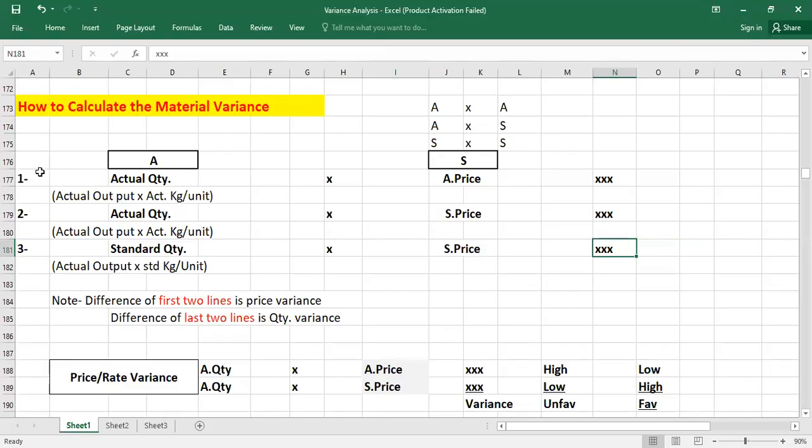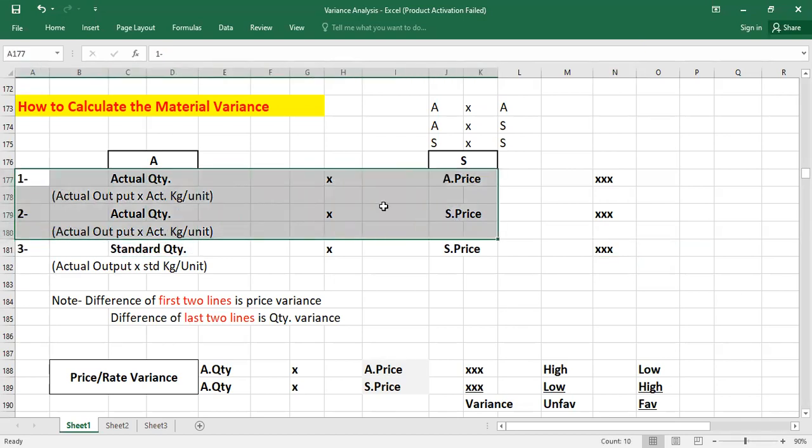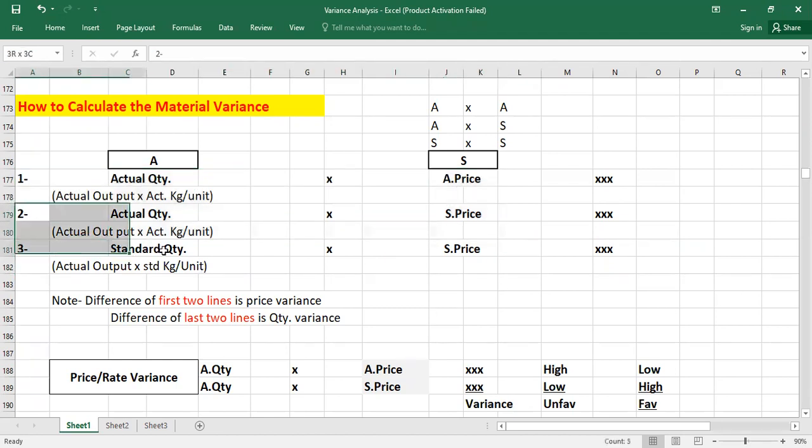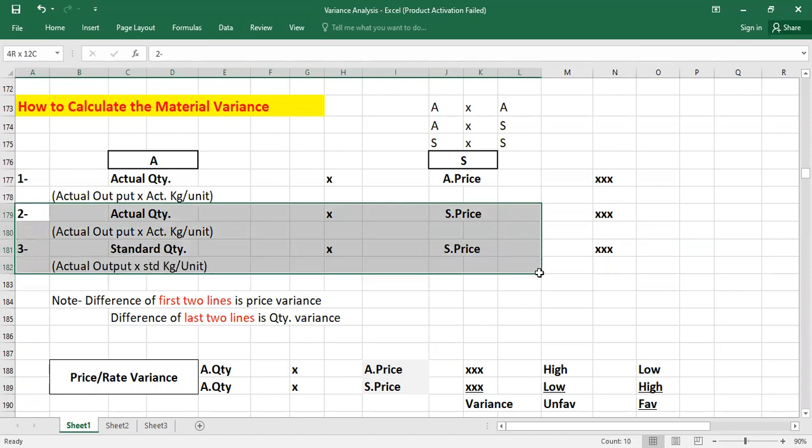Now, if you take the difference of the first two lines, you can see here actual quantity and actual quantity, so there is no difference in the quantity. But if you look at the price section, here we have an actual price and here we have a standard price. So this is the difference, as we are using actual price and standard price. That is why when we take the difference of the first two lines, it is going to give us price variance.